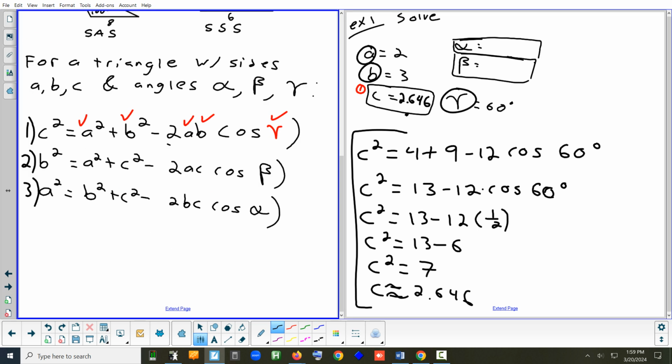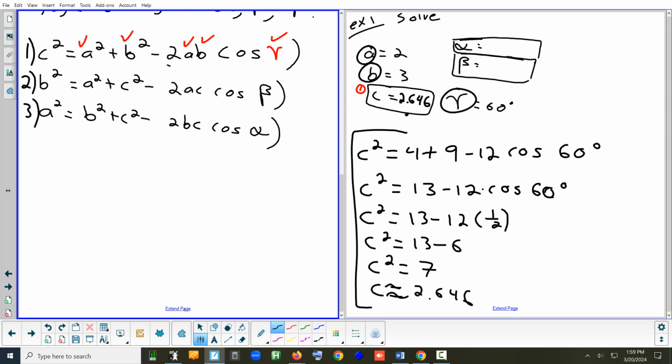All right, so now let's find, it doesn't matter if we do alpha or beta, which one do we want to do? We're going to do beta. So that's going to be the second version. Let's fill in everything we got.